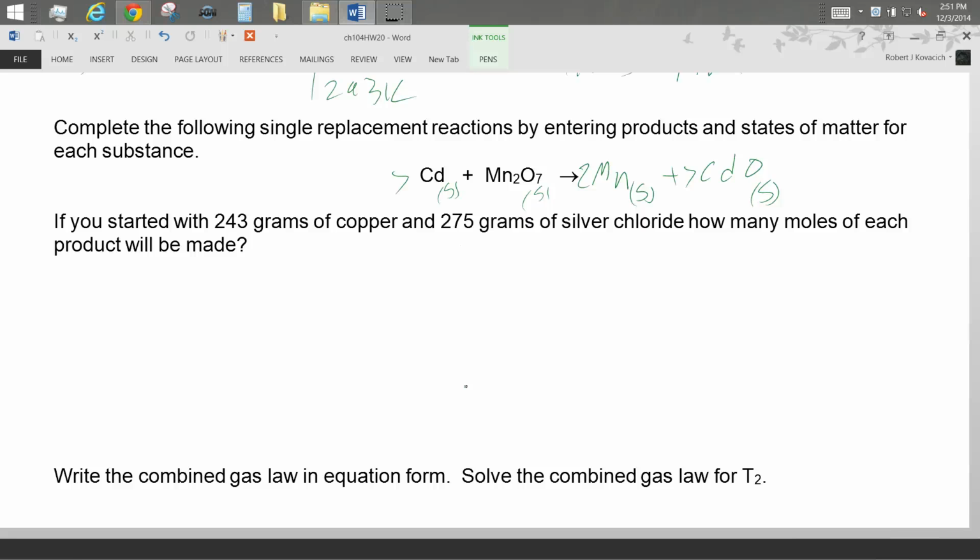Oh, I decided that it was a single replacement reaction, and then I made a chemical equation. That is exactly what should have been the question before. It should have, where the cadmium and manganese 7 oxide are, that should have been copper and silver chloride. That's what I figured. Okay. That's what we did, yeah. When you do the reaction.